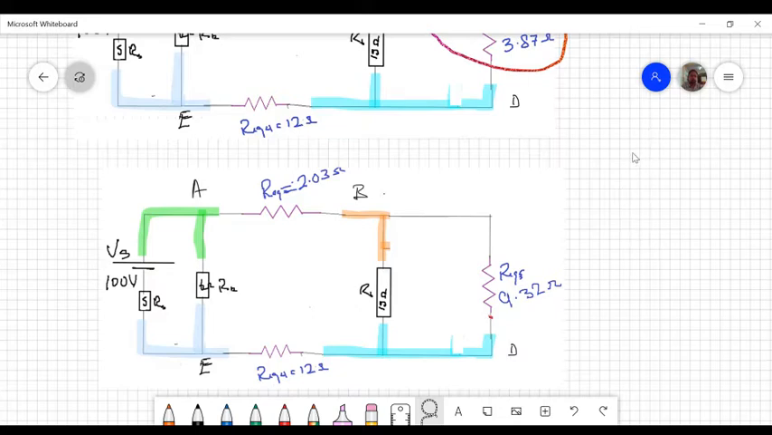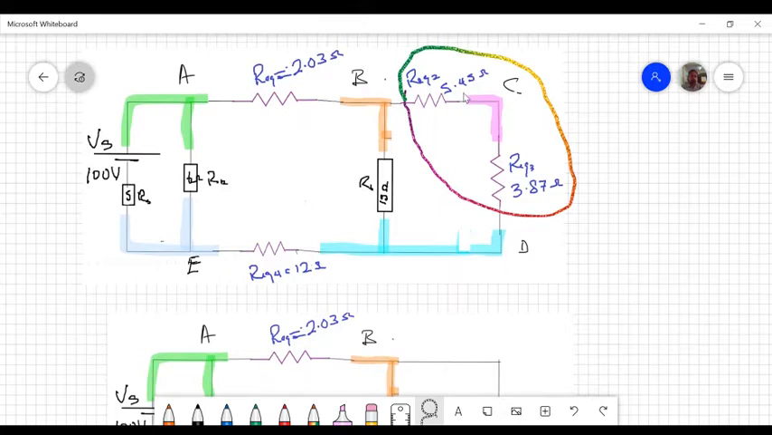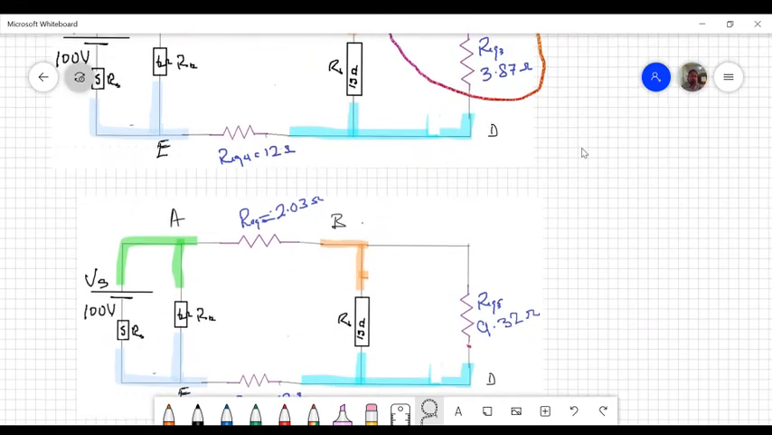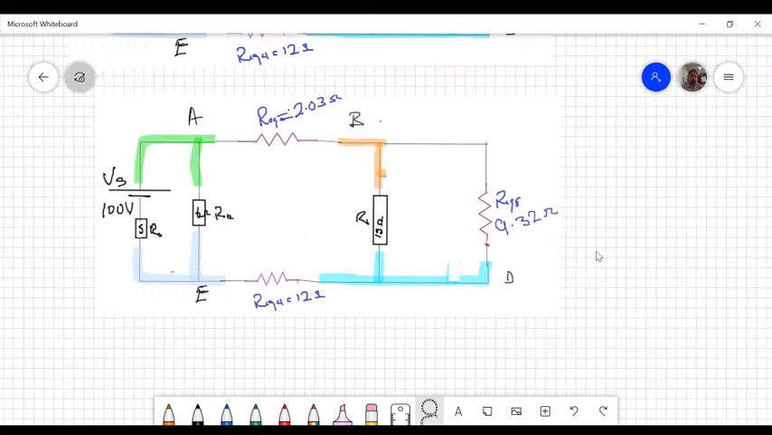Okay, so you see what we've done? We've combined REQ2, that's the 5.45, and REQ3, which is the 3.87, and I got 9.32. There it is, the new equivalent resistor. Now, you should appreciate the circuit is getting smaller and smaller. We want to reduce to a single resistor RL to find out what that single resistor is, to be able to find the total current, the current coming out of the battery.